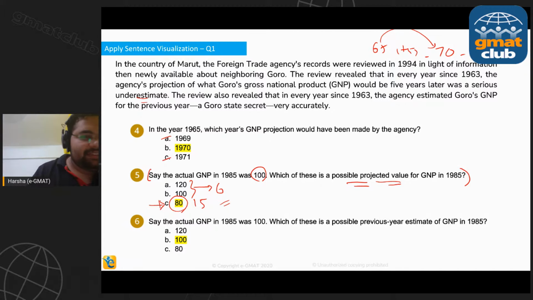Likewise, with the next question, one of you chose 120, 16 of you chose this, which I was happy to see, but another four. So again, 5 of you went wrong here. Previous year estimate, we know it is dead accurate. So the only answer that matches here is 100.